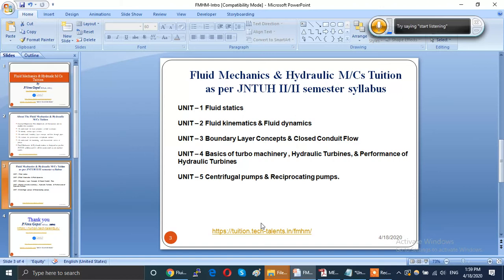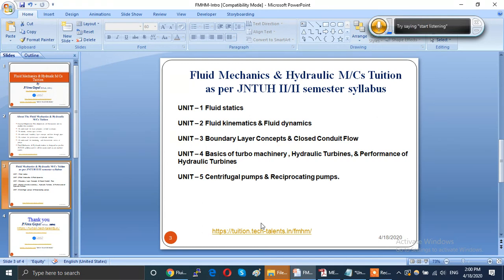Coming to the third unit, we have two sections again. One is the boundary layer concepts. When the fluid is flowing over a plate or over a curved surface or a pipe, how does the boundary layer form from the leading edge to the different edge, and what are the different sections in the boundary layer, and what are the different types of flows occurring in the boundary layer, whether it is laminar, transition or turbulent. The boundary layer behavior and the thickness of the boundary layer, all these things will be discussed in the boundary layer concepts.